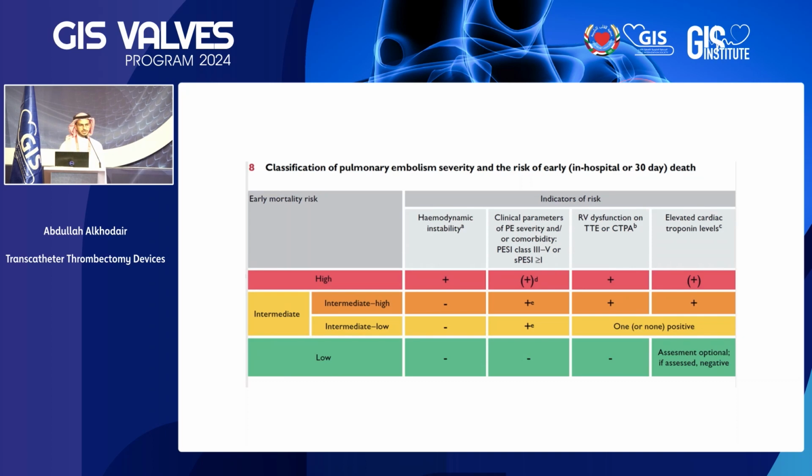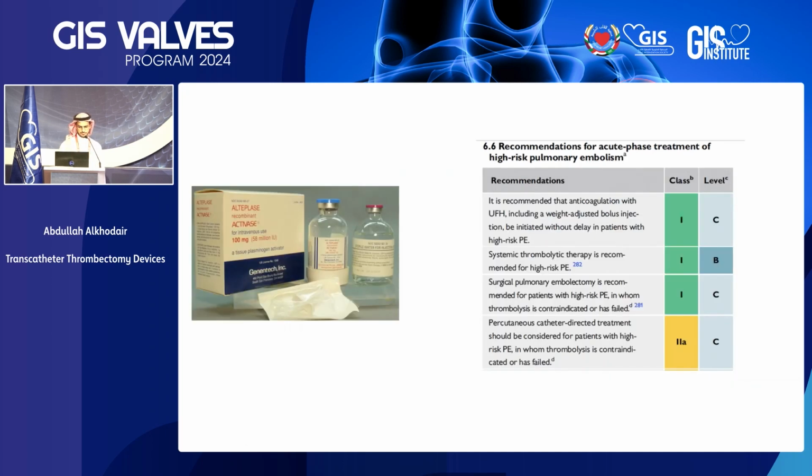The question is usually in the middle group, and that's where clinical acumen, experience, and a multidisciplinary team come into play. So you incorporate your hemodynamic assessment, your clinical parameters, your imaging, and your biomarkers into an algorithm to help you stratify where your patient is. So for high-risk patients, I think there's little disagreement that in the absence of contraindication, TPA is the treatment of choice. In some patients who have a high risk of complications, surgical embolectomy remains an option, and as we're going to see later, catheter-directed treatments carry a class 2A indication.